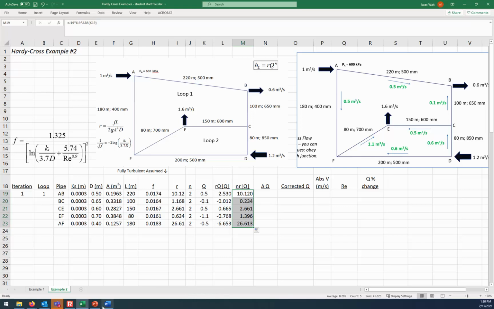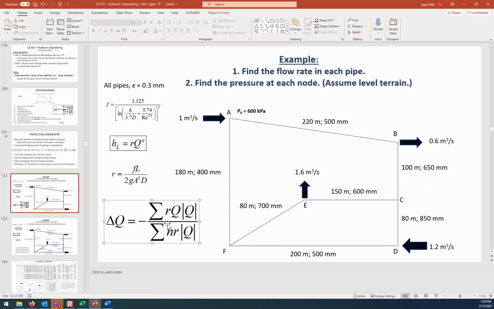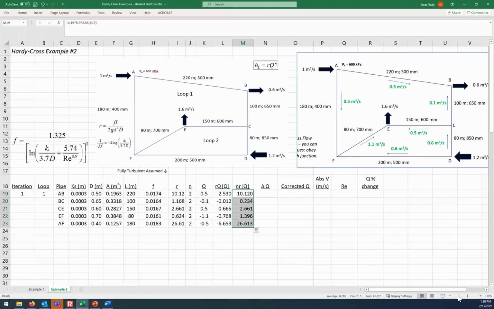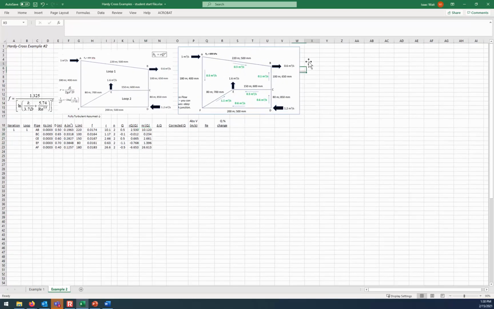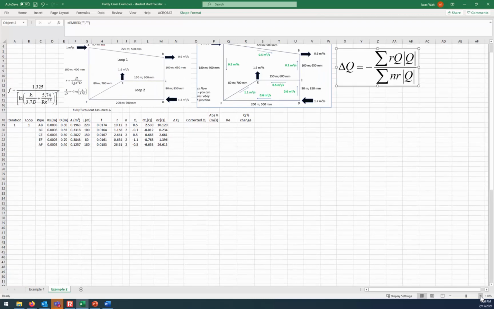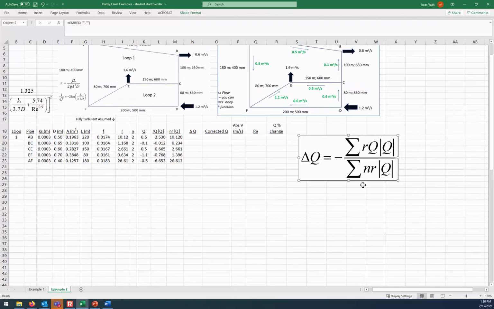And now the delta Q. Let's see, where do we have the formula for delta Q? Here it is. Let me paste it in. I'm surprised it's not already in that template file. Let me put it down here so we can see it good.